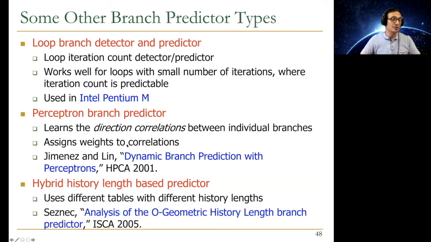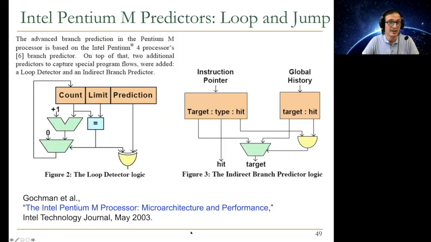And then I'm going to introduce a hybrid history length branch predictor that tries to use different types of histories, different lengths of histories, to actually capture different types of correlations and different history length correlations between branches. And all of these three ideas are actually used in real machines today, as we will discuss. Okay, so this is an example of Intel Pentium predictors.